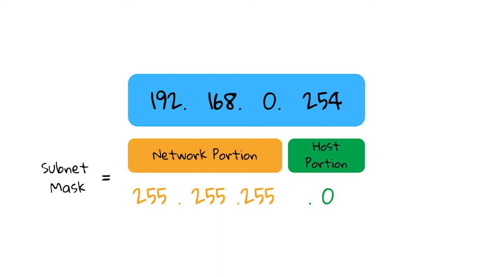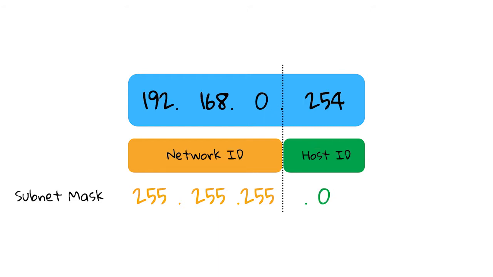In our example, the subnet mask is 255.255.255.0. This basically means that we are going to use the first 3 octets or the first 24 bits of the IP address to represent the network ID and the last 8 bits for the host ID. If we count the first 3 octets and draw a line, it means that 192.168.0 will become the network ID and 254 will become the host ID.